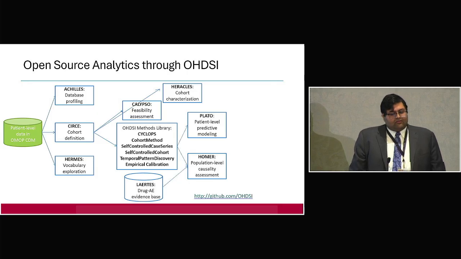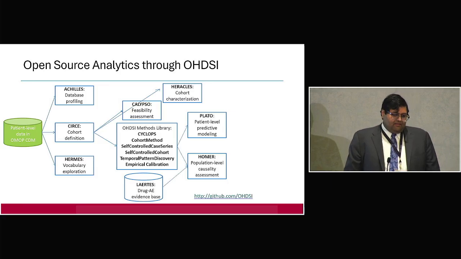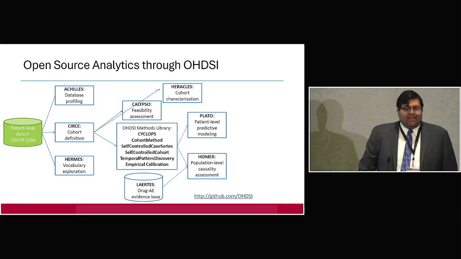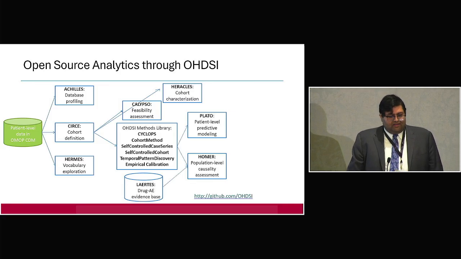When we get to this roadmap that OHDSI provided, this is kind of what they envisioned, and some of this is starting to happen, and a lot of this is kind of a future direction. But the idea is once you have it in the OMOP data format, they provide tools to profile the database, to see if you can define the cohort, is it even feasible to assess these outcomes with tools like Calypso, and then they provide specific tools like Plato and Homer that allow you to do population-level analytics.